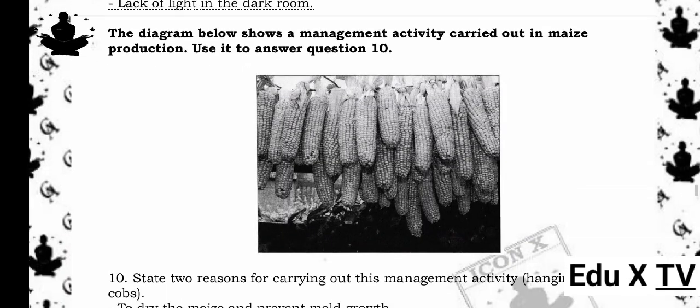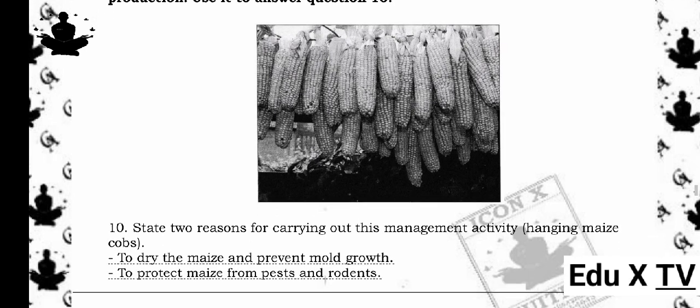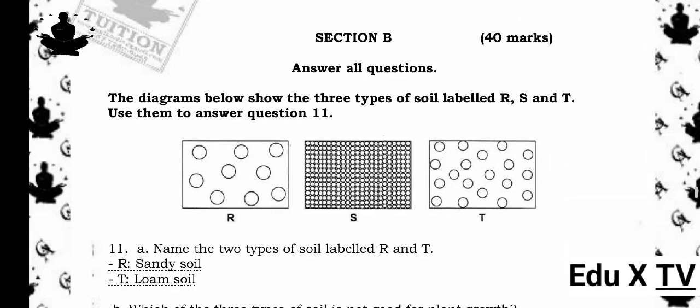The diagram below shows a management activity carried out in maize production. Use it to answer question 10. 10. State 2 reasons for carrying out this management activity (hanging maize cobs). To dry the maize and prevent mold growth. To protect maize from pests and rodents. Section B (40 marks).